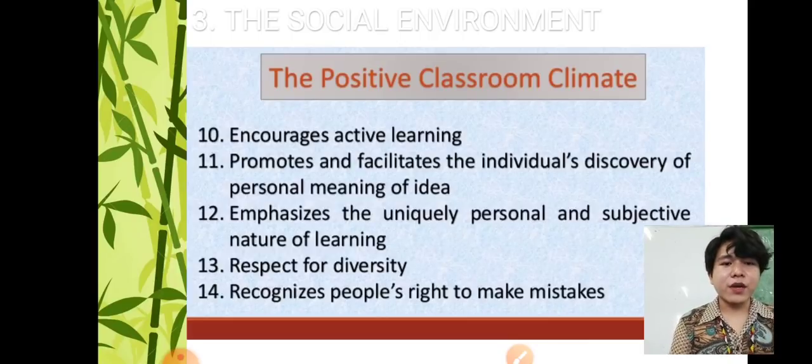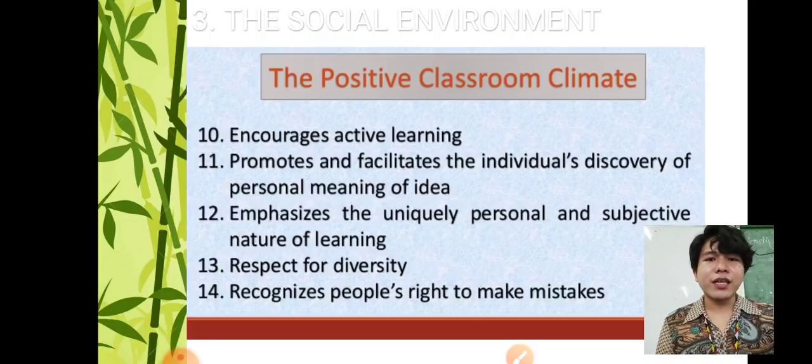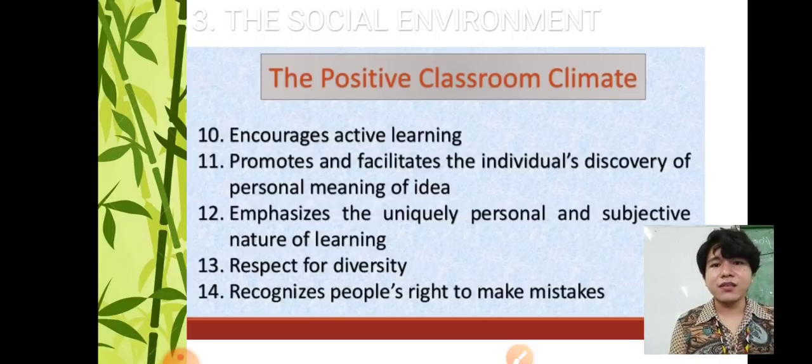Respect for diversity and recognizes people's right to make mistakes. In a learner-centered classroom, instill into your mind that it's okay to make mistakes.